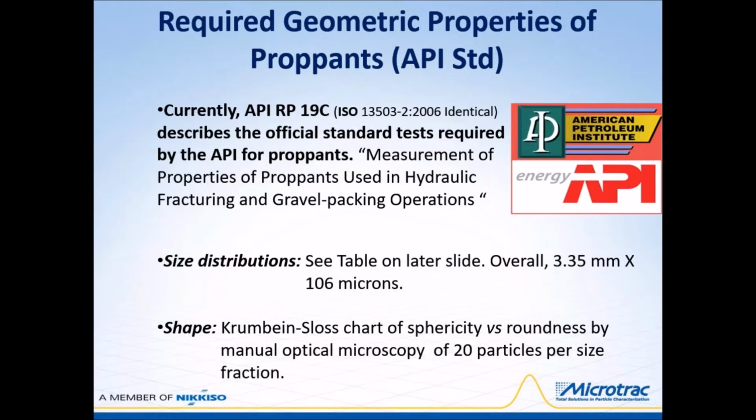The Krumbein-Sloss chart shown here, developed in the 1960s, shows example silhouettes of combined roundness and smoothness. A small sample of 20 particles is subjectively measured by a technician on a manual microscope. More of these shape factors and others can provide more plentiful and representative information, which will be discussed later.